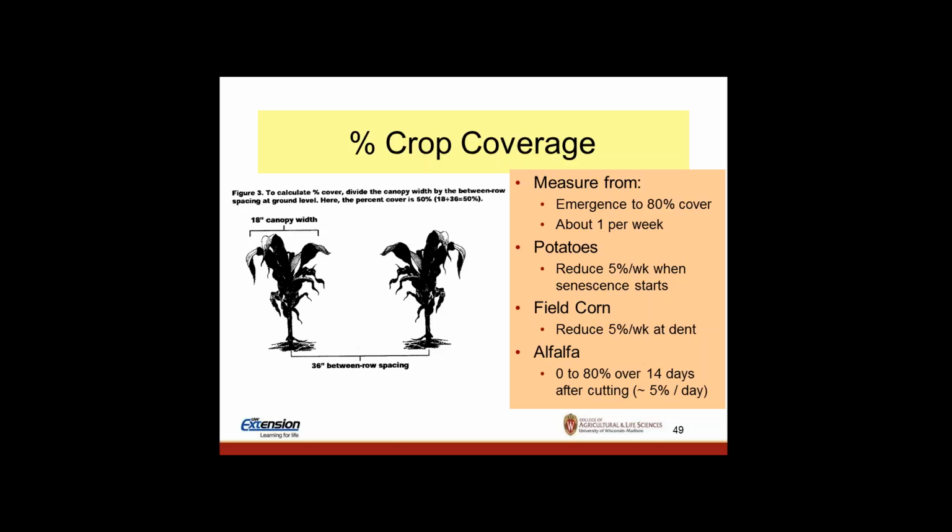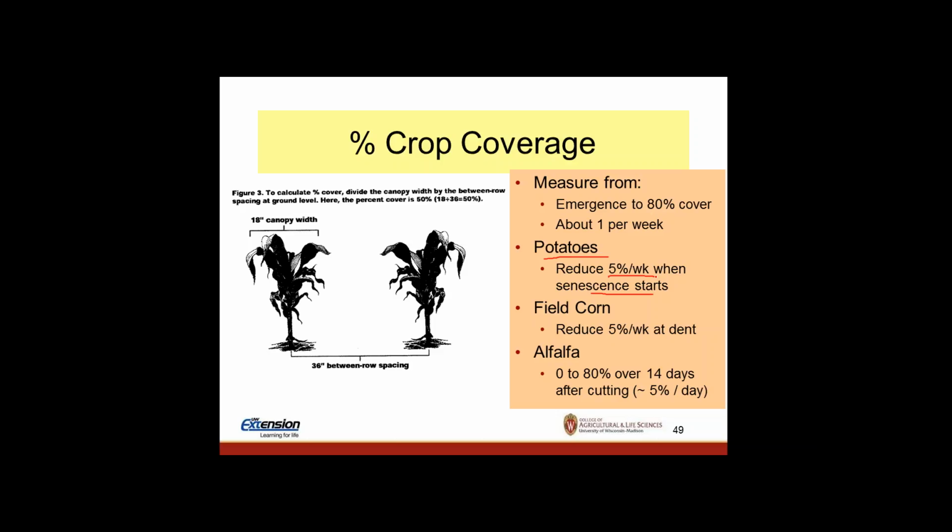Something about percent cover. It's measured from emergence to 80%. We need to measure about once a week. When we have a crop like potatoes, when it starts to senesce, we need to lower that by 5% a week. So we see maybe we did vine kill or we see it starts to senesce. Every week we want to take that number from the 80% mark and start backing it down. So 80, 75, 70, etc. Until it's basically out of the ground.